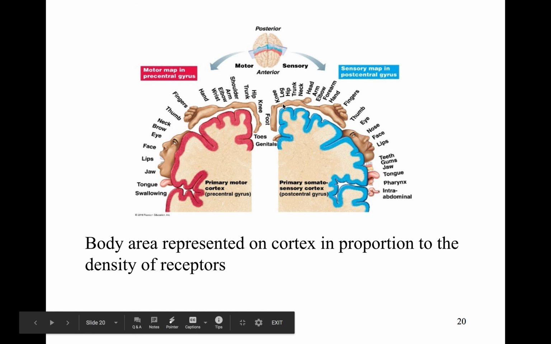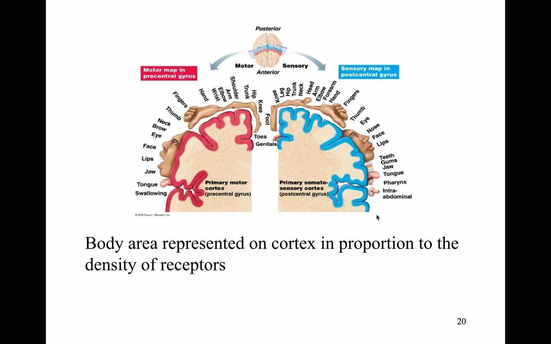So once again, we can actually map the body across that somatosensory cortex. The size of the body parts corresponds to the density of receptors, or the amount of sensory information that region of the brain is receiving. For example, the lips are pretty large. There's a high density of sensory receptors in your lips, so you're receiving a lot of sensory information from that body structure. Same thing goes for your hands and your fingers.